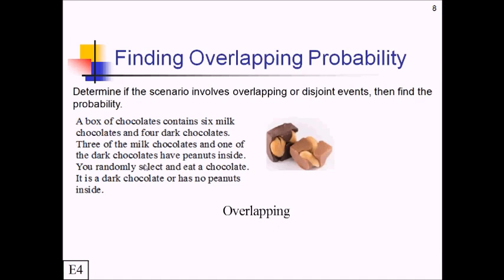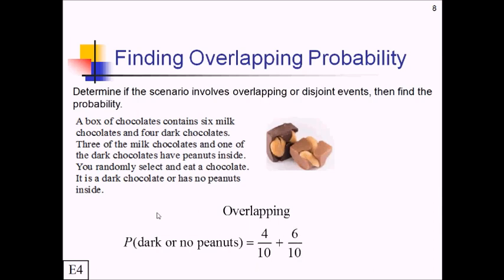If we're asking about dark chocolate or no peanuts, what's the probability that we have a dark chocolate? We had 6 milk chocolates and 4 dark chocolates. So that means 4 out of 10 were dark chocolates. That's our probability of dark chocolate here. And now we have to do the probability of no peanuts. Well, let's add up how many had peanuts. We had 3 milk chocolates with peanuts, 1 dark chocolate with peanuts. That's 4 altogether. So that means 6 out of 10 did not have peanuts in them.